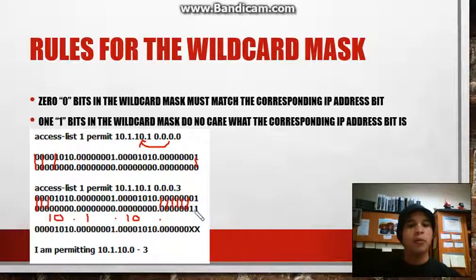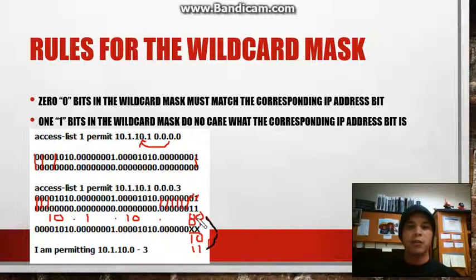But now look, we get to ones. Ones in the wildcard mask don't care what the corresponding IP address bit is. So just because this is 0, 1, that doesn't matter. It just makes sure that when an IP address comes through, these bits match. These last two bits, it doesn't matter. So we could have a combination of 0, 0, 0, 1, 1, 0 and 1, 1. What this means is I'm allowing four different combinations of an IP address to go through, based on the wildcard mask and the corresponding bits of the IP address.